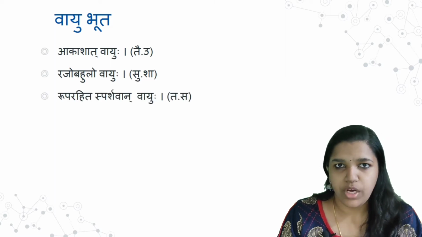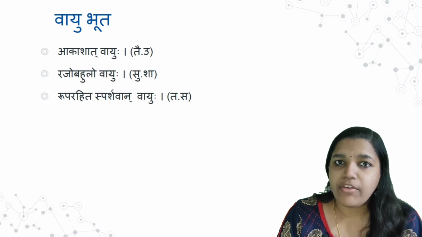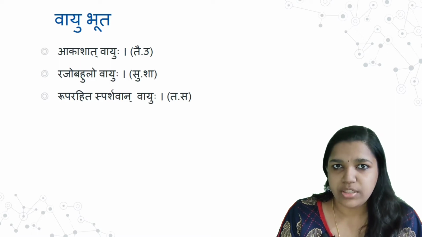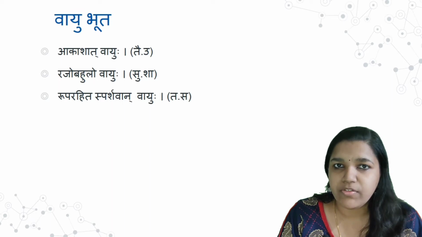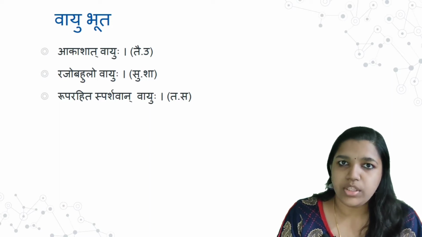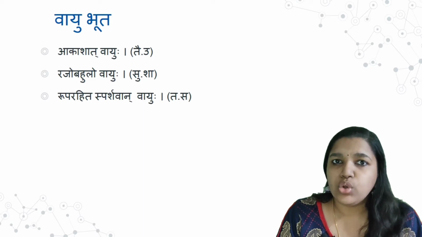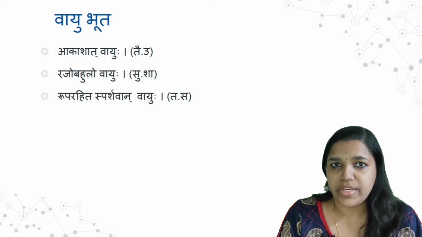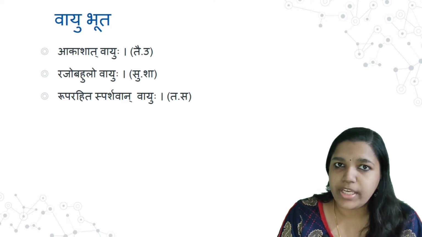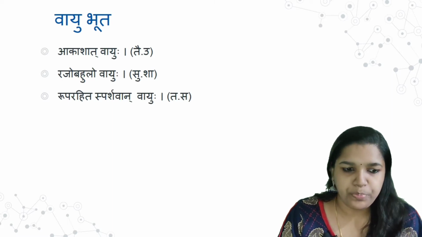Ruparahita Sparshavan Vayuhu. The thing which is having Sparsha but Ruparahita, not having the Rupa but Sparsha is there. That is, on touch we can understand but there is no Rupa. We can't perceive or see that Rupa is not there, but we can perceive the touch or feel that thing, that is considered to be the properties of Vayu. That is Rupa Rahita Sparshavan. Though it is not having the Rupa but it can be perceived through the touch sensation, that is called as Vayu. That is Rupa Rahita Sparshavan Vayuhu.